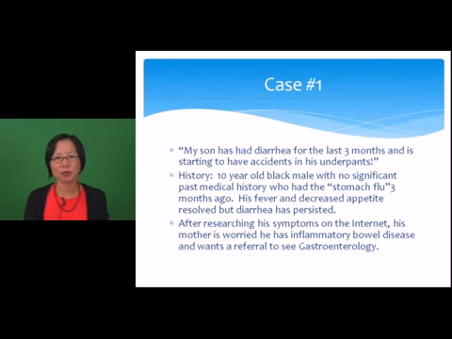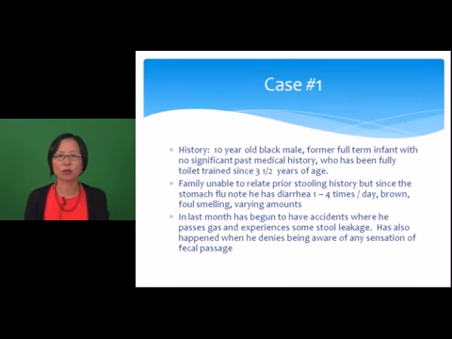So case number 1, remember, he was the little boy who was having diarrhea after having had a stomach flu 3 months prior. And his mother is worried that he may have inflammatory bowel disease. He was a former full-term infant with no significant past history. He was fully toilet trained since 3.5 years of age. And his family really didn't know what his prior stooling history was, but they started to pay attention more after he had the stomach flu.